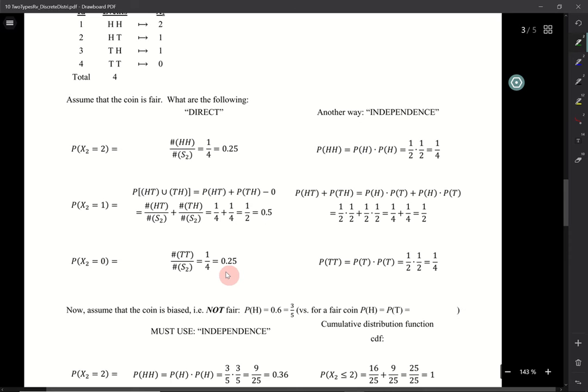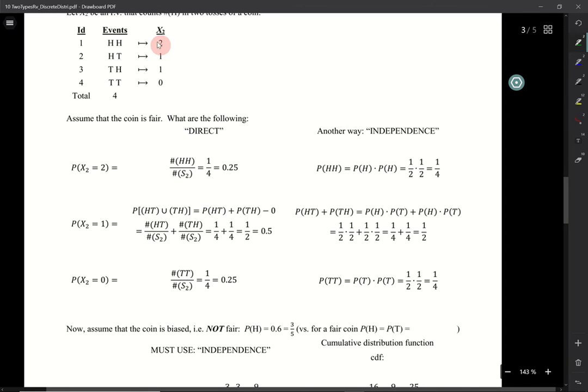Does that make sense? So, what's the probability that there are two heads? Well, we have to go back to the probability of what the events are. The event is that there's H followed by H. So what's the probability of HH? It's the number of heads divided by the total, and so that's 0.25.